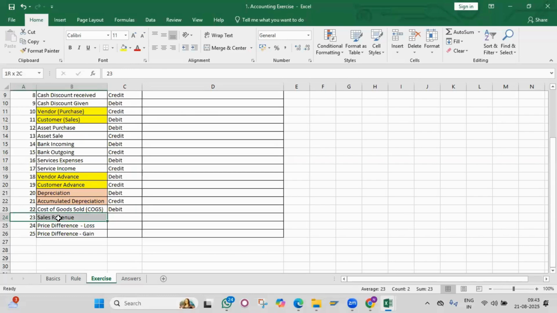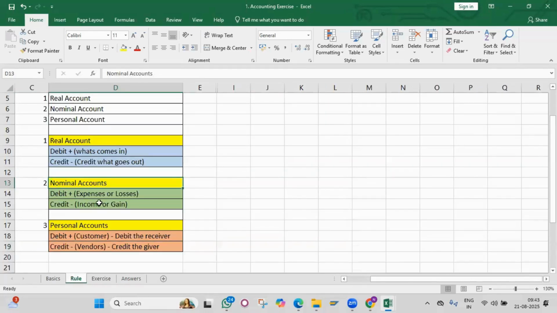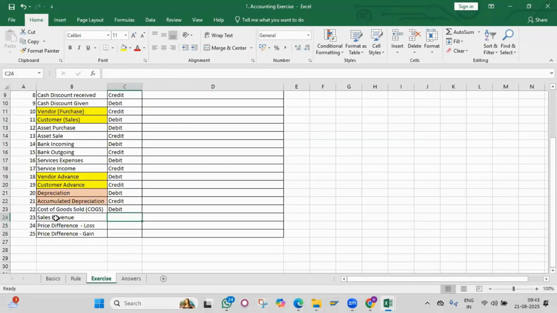Next, sales revenue. Coming to credit, sales revenue. So revenue is a credit for us. As per our rule, where is our nominal account? Revenue is a credit. Income. So revenue is a credit.